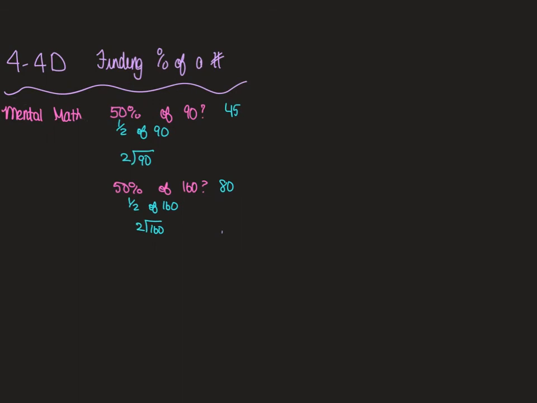Okay, let's do a couple more. Let's do 50% of 20, but then let's do 50% of an odd number. So far I've been doing all things that end in zeros. Let's do 50% of 15. Okay, see if you can answer them before I write it down. Half of 20 is 10. Half of 15 is 7.5.